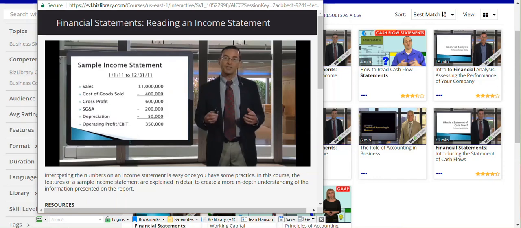So first, we have sales of $1 million. So let's assume that we are a bicycle manufacturer, and we manufacture bicycles and we sell them to retailers. So we have $1 million in sales. Now, remember we said there's only two things on an income statement. So I'd like to ask you here, what are the two things you're expecting to see on this income statement?